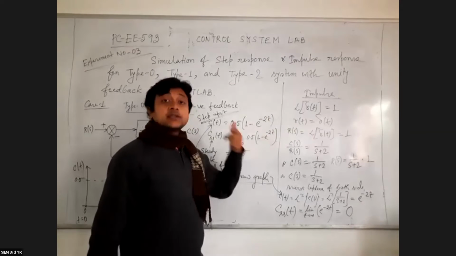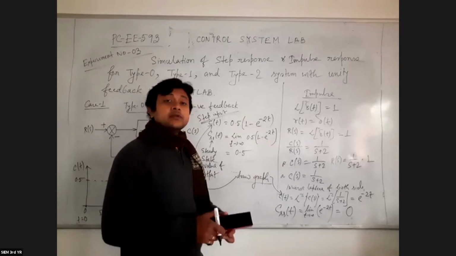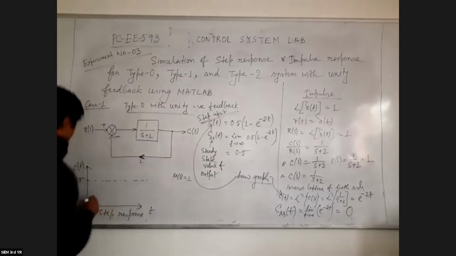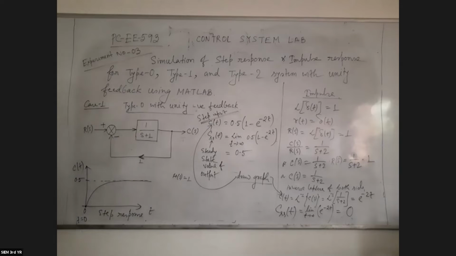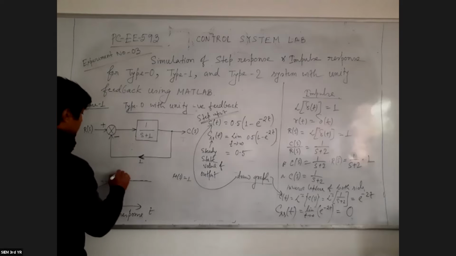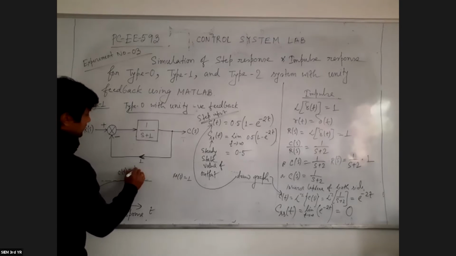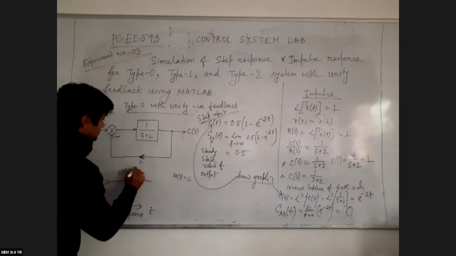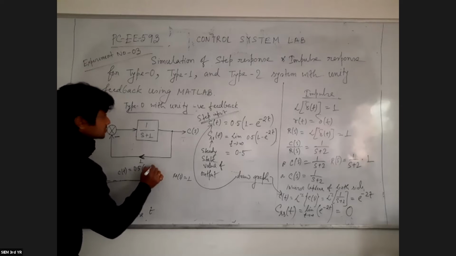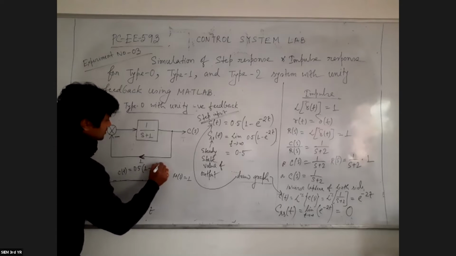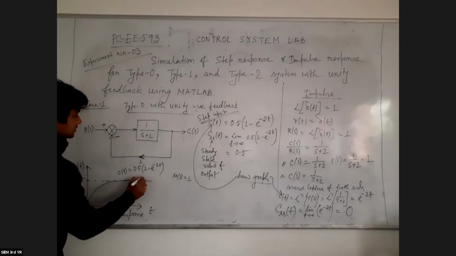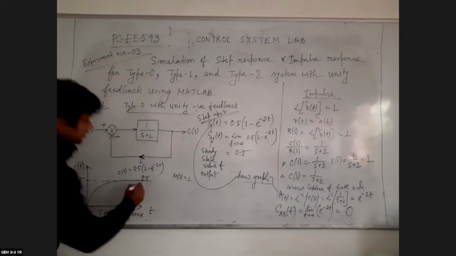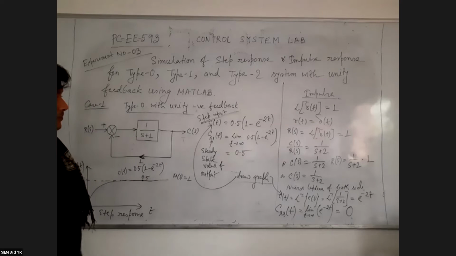Now if you put all the intermediate values from t equals 0 to infinity, you will get an exponential curve. This kind of graph you get. That is c(t) equals 0.5 into 1 minus e to the power minus 2t. This kind of curve you will get, and this is the steady state value, 0.5.